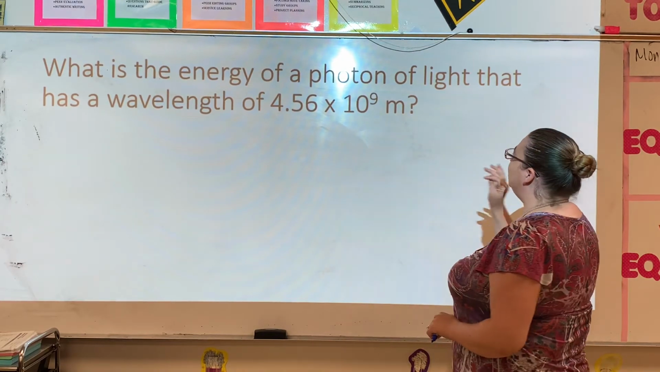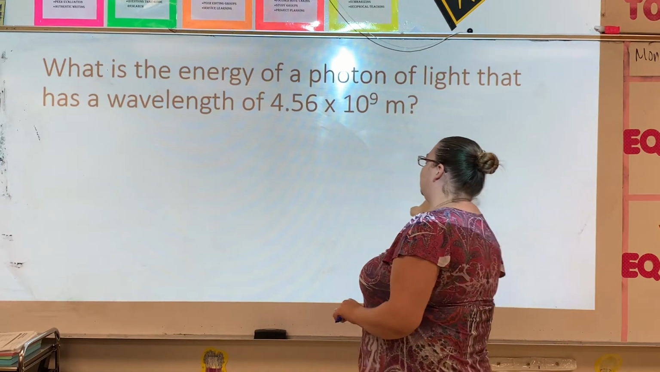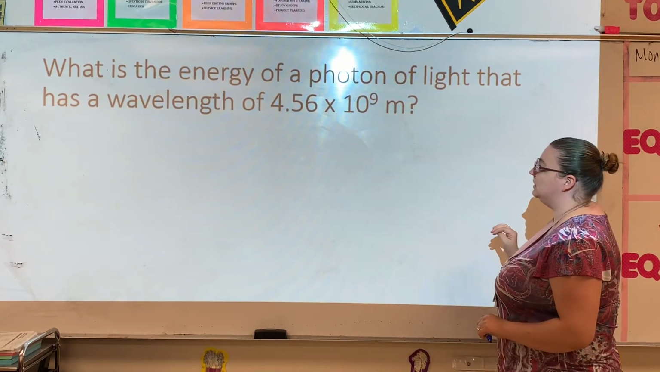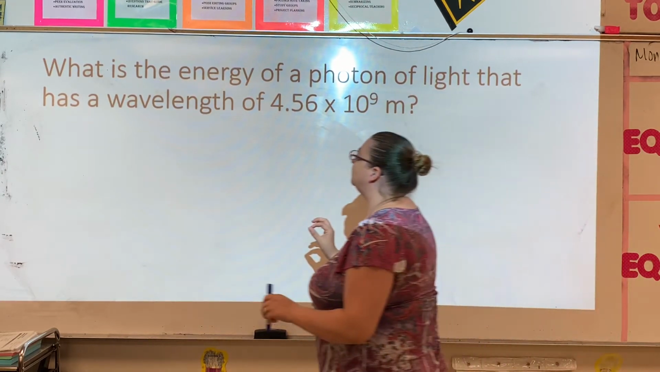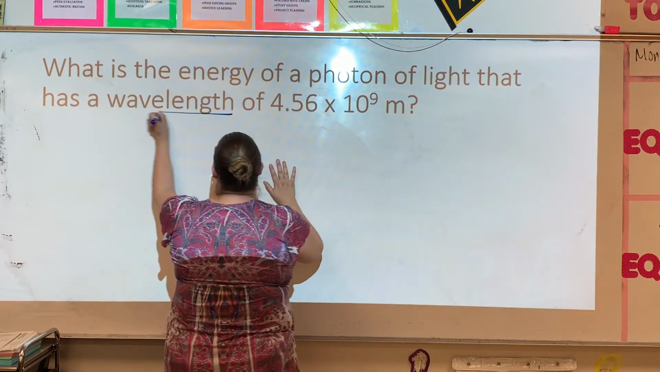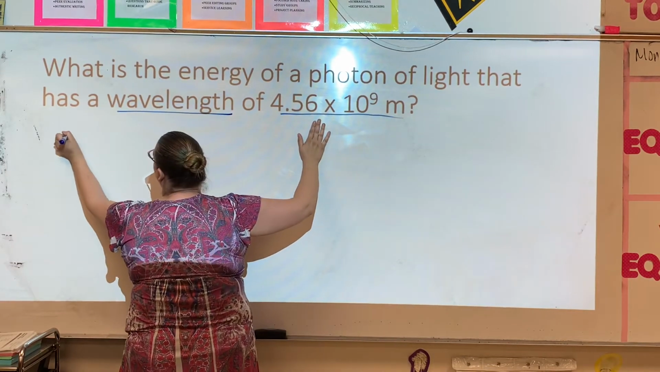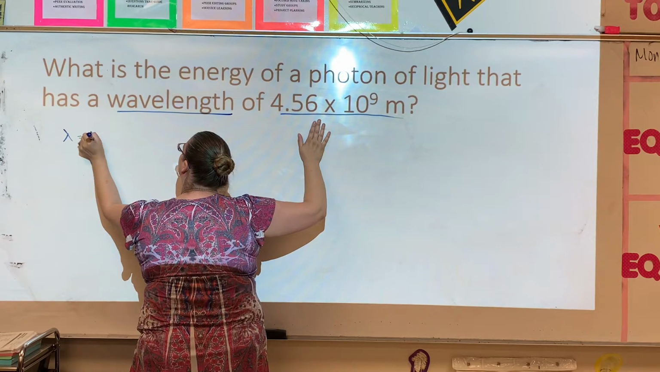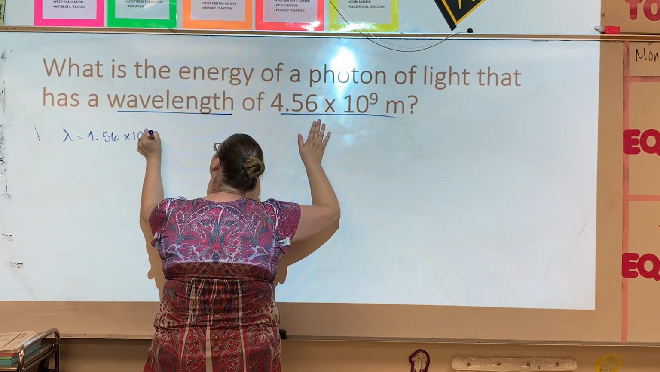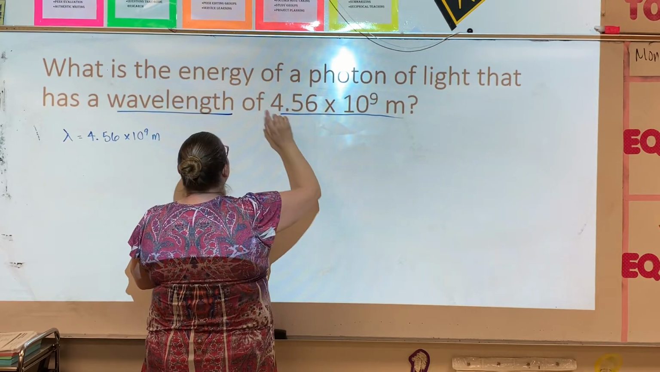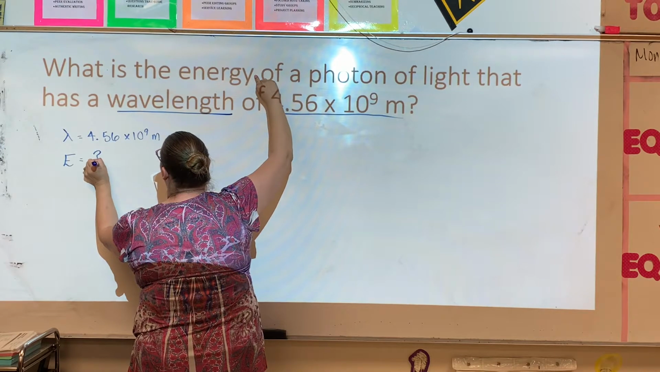So what is the energy of a photon of light that has a wavelength of 4.56 times 10 to the 9th meters? So the first thing we always want to do is make a list of what we know. So the problem told us the wavelength is 4.56 times 10 to the 9th meters. They are asking us to find the energy.